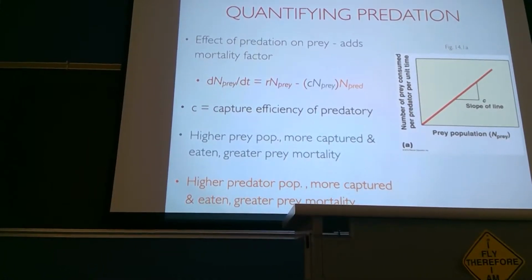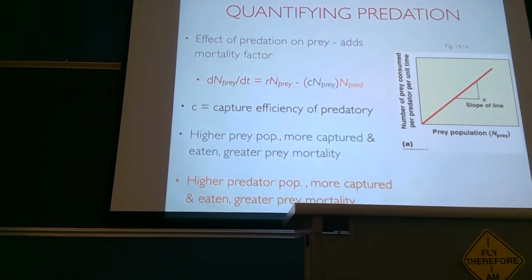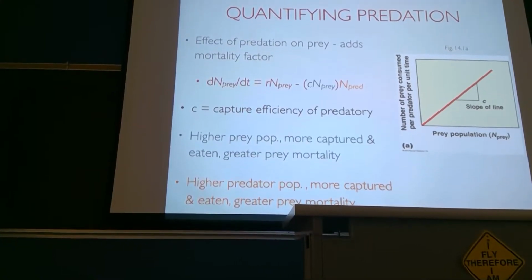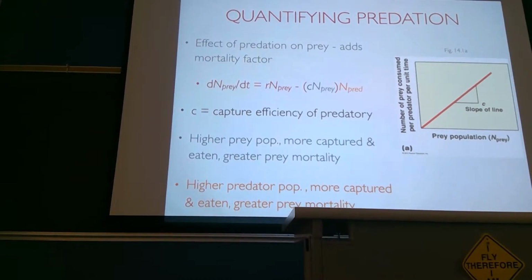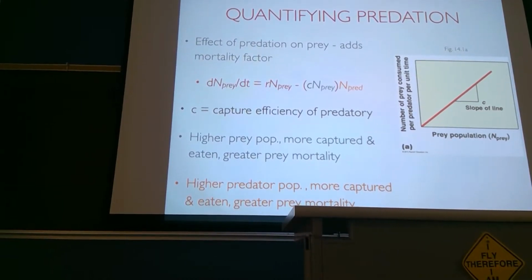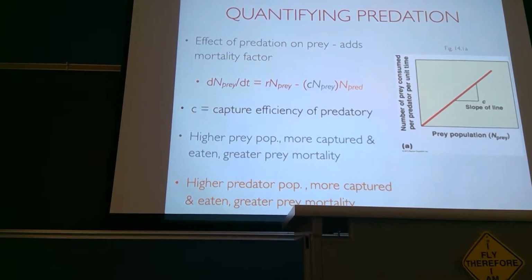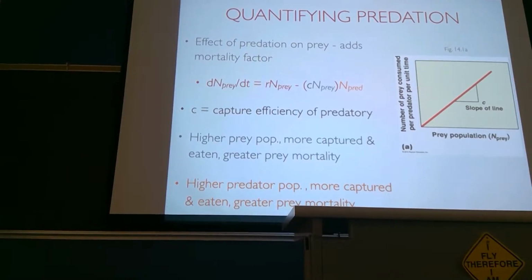Having low population sizes means that your growth rate is going to be low because there aren't very many of you, but it also means your predation rate is going to be low. And so again, there are trade-offs here. And that's how this can act as a natural selective force and as a density-dependent regulator of population size for the prey.